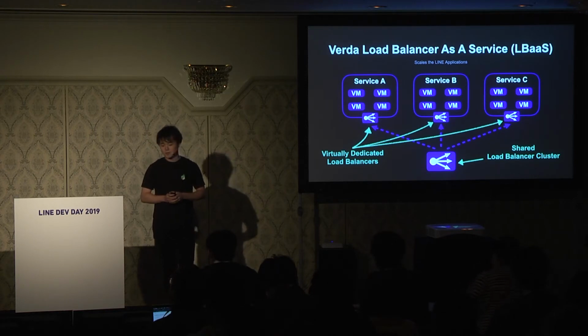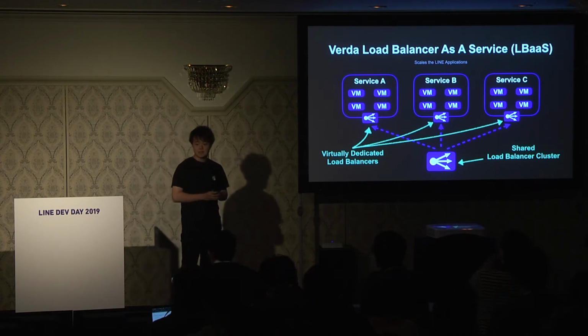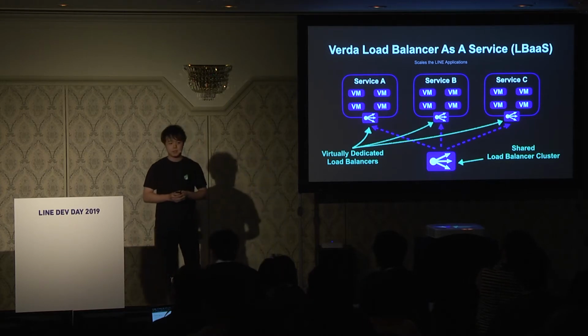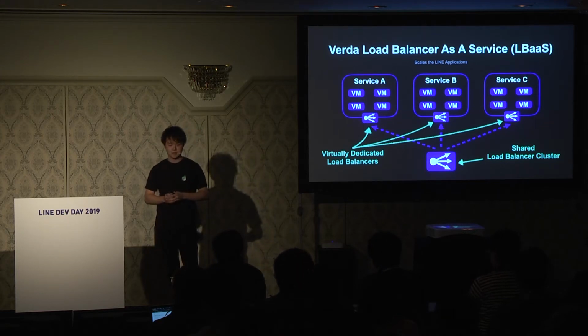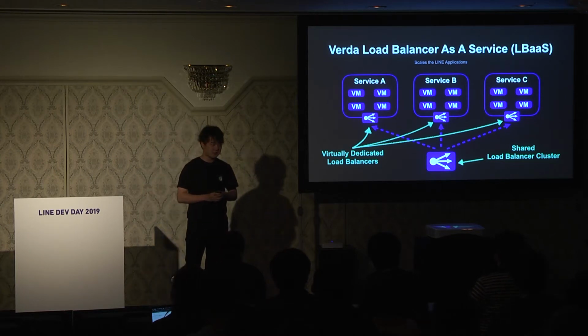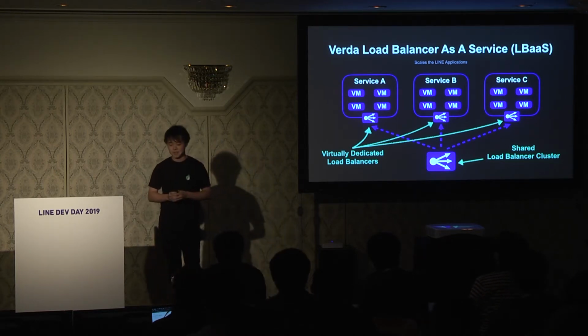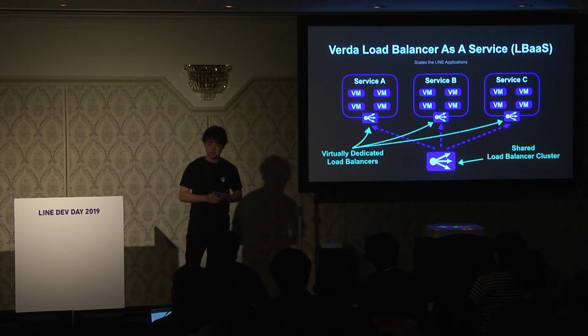The role of LBaaS in Verda is to provide a highly scalable load balancer service for various LINE services. Developers can use the abstraction provided by LBaaS as if the load balancer is dedicated to their service. However, in reality, resources are cut out from the load balancer cluster common to all services. Therefore, our role is to develop and operate this common cluster and the API server provided to developers.